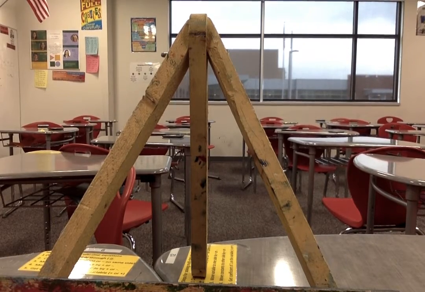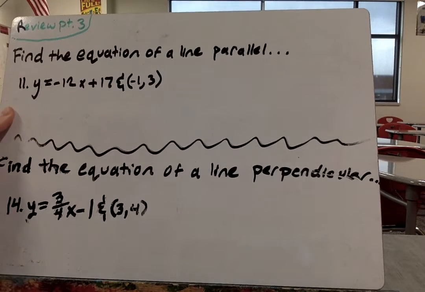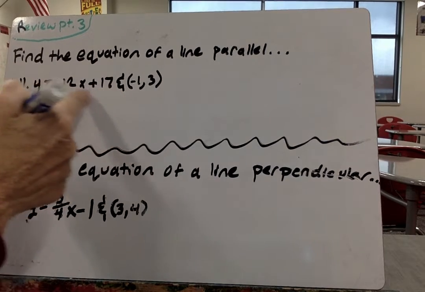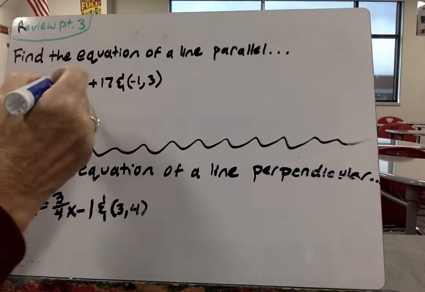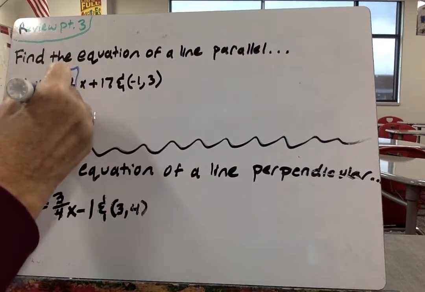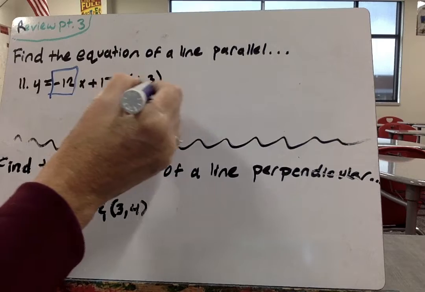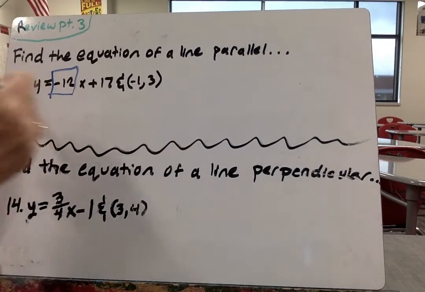Going on to the next one, number 11. Find the equation of the line parallel to the given line and passing through the given point. So we have this line, y equals 12x plus 17. So the only information we need here is our slope. Our slope is negative 12. So we need that to be our slope and this to be a point that's on that line.